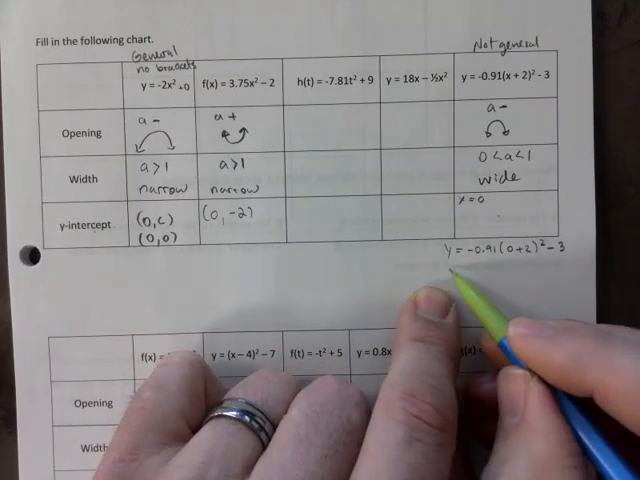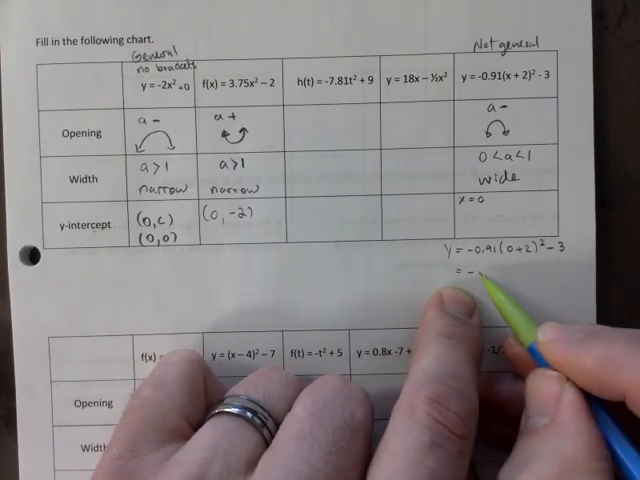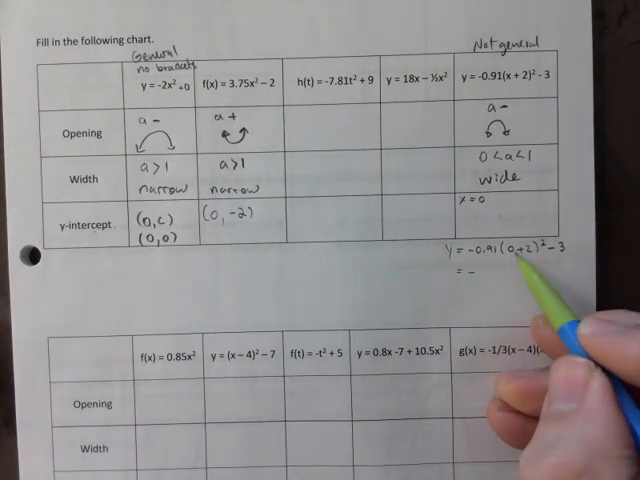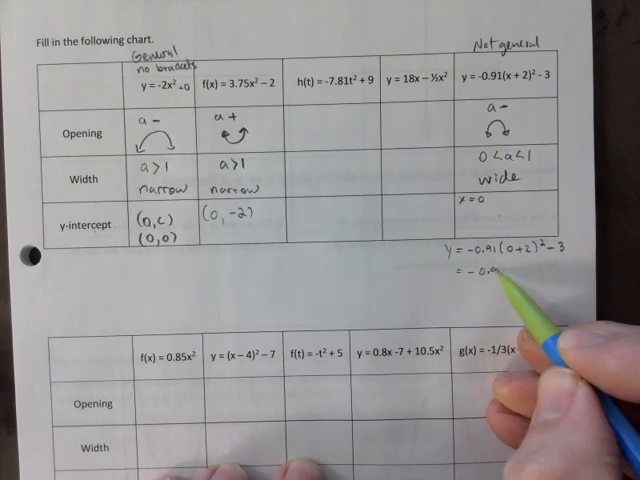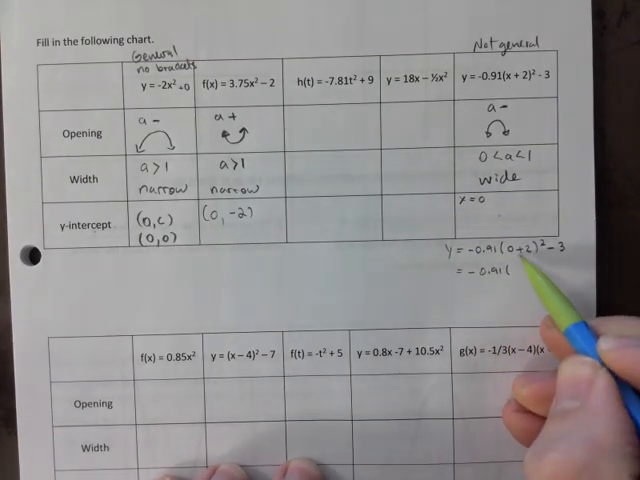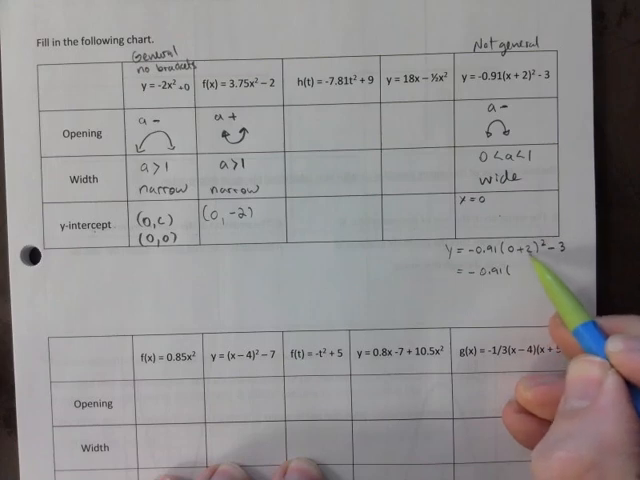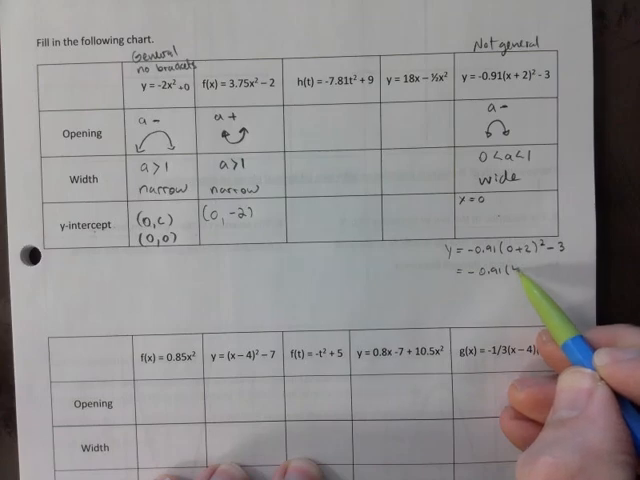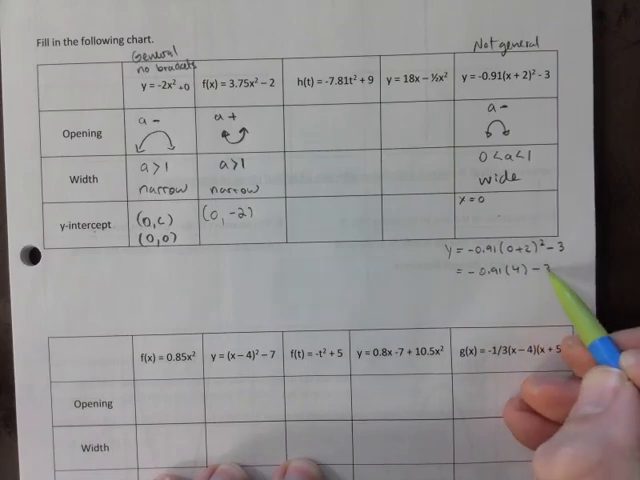I hope you follow this. Hold off on the temptation to multiply this out, okay? Just first do whatever's inside the bracket. What is this going to get me? 2, right? What's 2 squared? 4. There you go, -3.